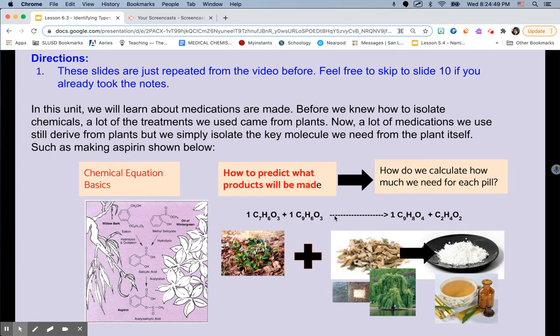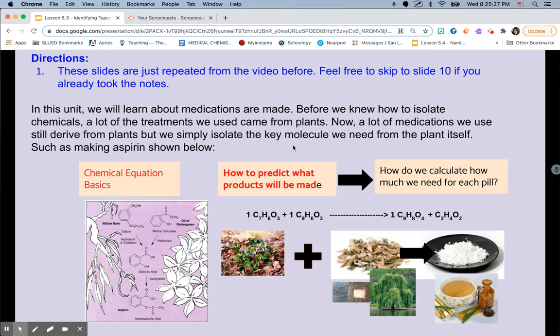So far in Unit 6, we've been talking about how to make medications. We've talked about the basics of a chemical equation, so how to read something that looks like this. Right? A chemical equation is essentially a recipe for how to make some sort of a molecule. And we're currently trying to figure out how to predict what molecules or products will be made if we combine two different chemicals or molecules together, right?